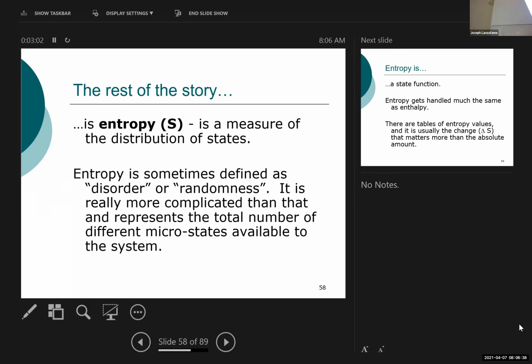And so the rest of my thermodynamic story is this thing called entropy, which again is most accurately defined in terms of the distribution of states. It sometimes gets referred to as disorder or randomness, but that's not really the point of it, right? It's better in some sense to think of entropy as freedom or options, right?